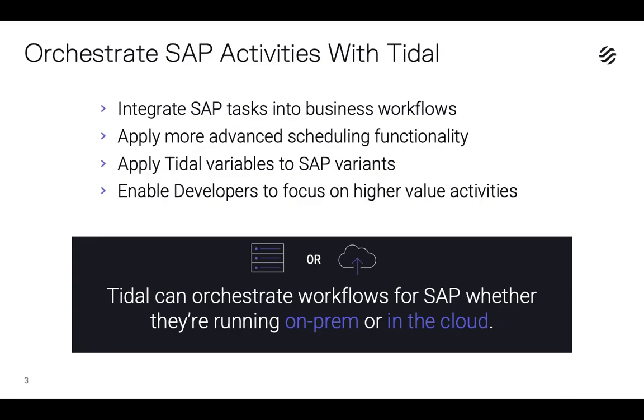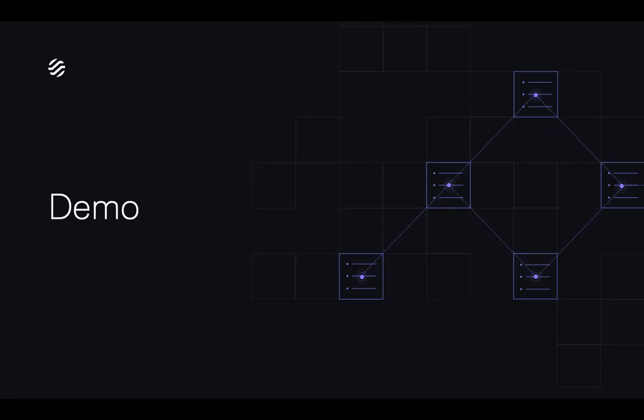Tidal's dynamic variable substitution and calculation can be applied to SAP variants to remove the need for multiple copies of SAP tasks. This will free up your developers from scheduling and monitoring so they can focus on higher value work. And the Tidal solutions shown today can be applied both to R3 and to ABAP for S4HANA.